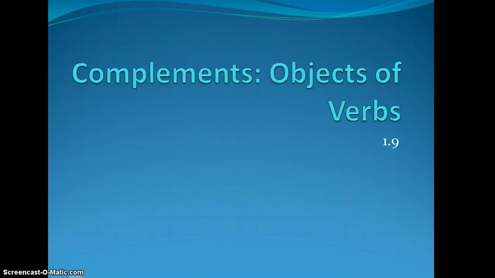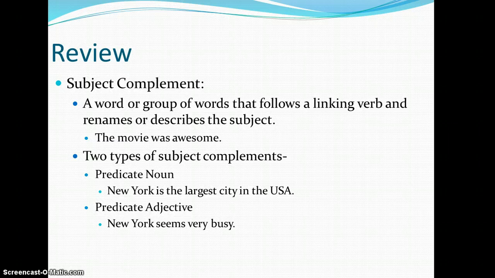All right, lesson 1.9, page 23, complements, objects of verbs. Yesterday we talked about subject complements, now objects of verbs. We'll talk about direct and indirect objects in this lesson, but let's review yesterday's. A subject complement is a word or group of words that follows a linking verb and renames or describes the subject.